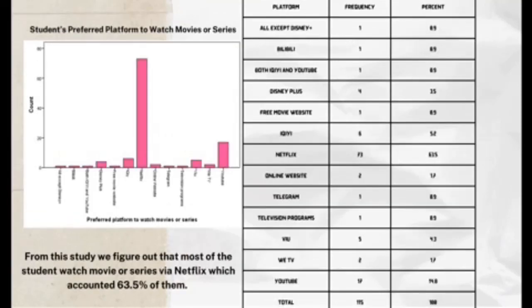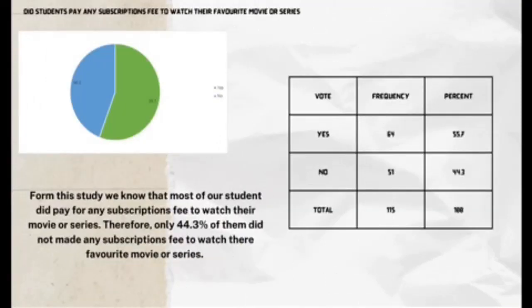Student preferred platform to watch movies or series. From this study, we figure out that most of the students watch movies or series via Netflix, which accounted for 63.5% of them. Did students pay any subscription fee to watch their favorite movie or series? From this study, we know that most of our students did pay a subscription fee to watch their movie or series. Therefore, only 44.3% of them did not pay any subscription fee to watch their favorite movie or series.